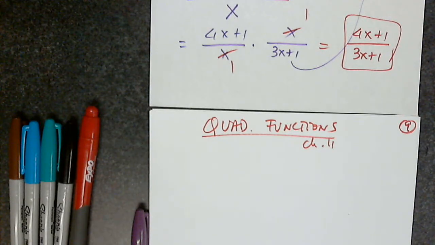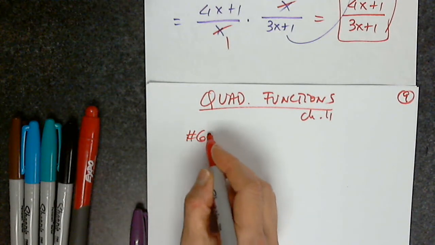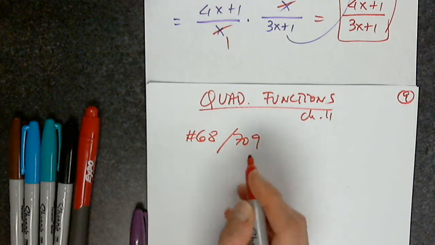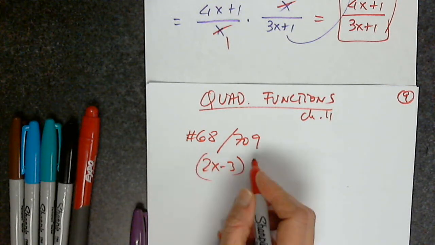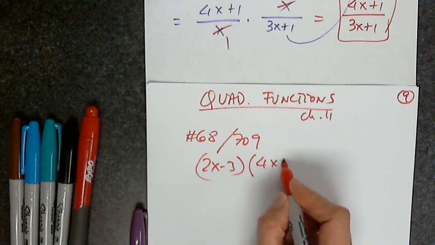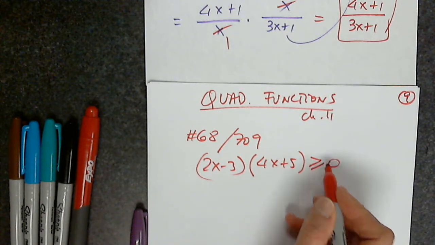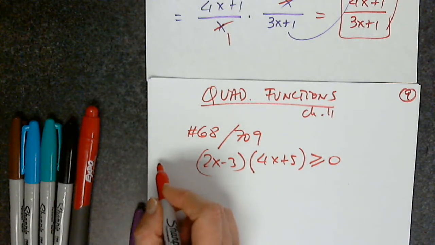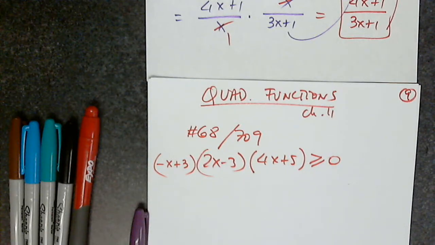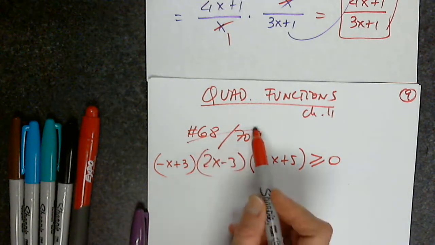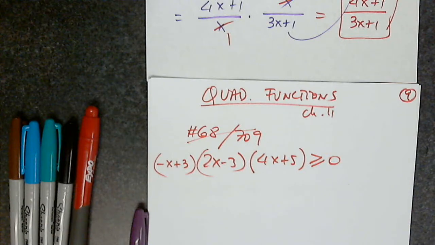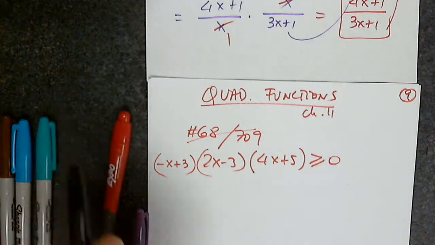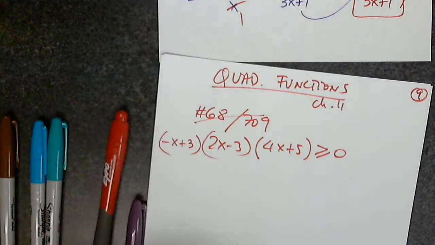Okay, I will choose. So let's say 68 on page 709, 2x minus 3, 4x plus 5, greater than or equal to 0, and I want to add one more, so I'm just improving it. So this is really no longer 68 on 709 because I added something else in there. Okay, so we're asked to solve this inequality.